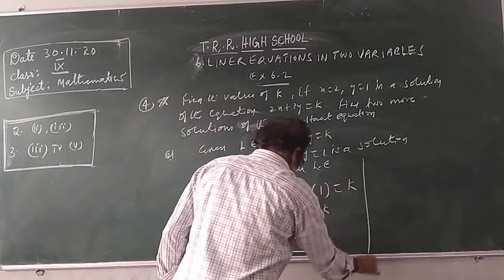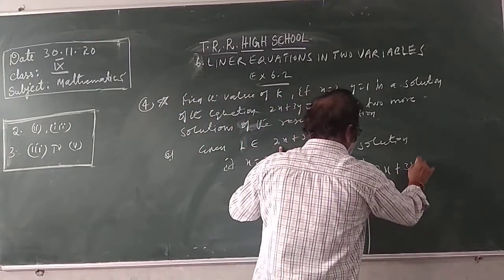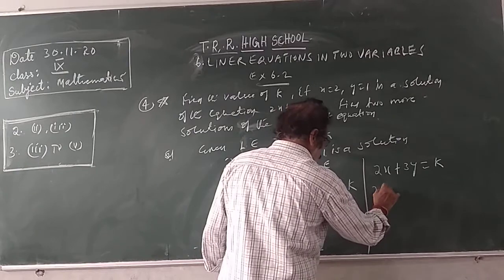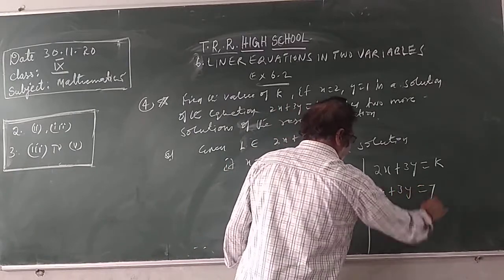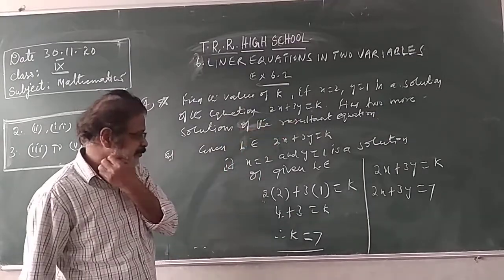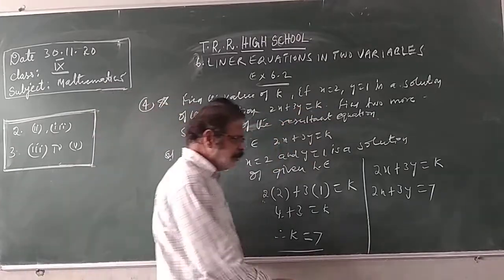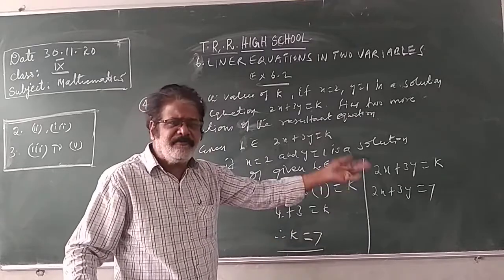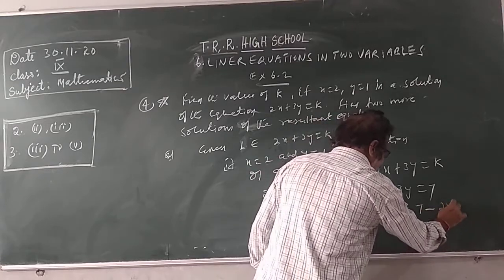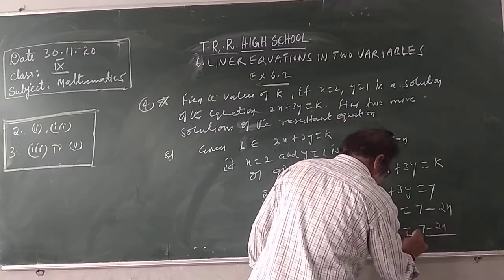Now, the resultant equation. What is the resultant equation? What is the linear equation? 2x plus 3y is equal to k. Replace with the k value. K replaced by 7. 2x plus 3y is equal to 7. For this, find out the solutions. Find 2 more solutions. x is equal to 1 and y is equal to 1 is a solution. Like that you find out 2 more solutions. How to find the solutions? You convert into y form. 3y is equal to 7 minus 2x. Y is equal to 7 minus 2x by 3.